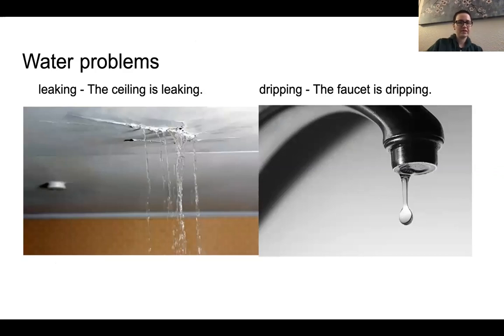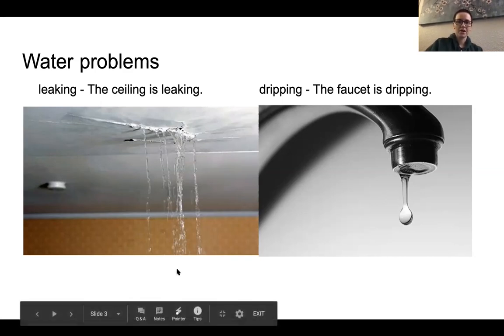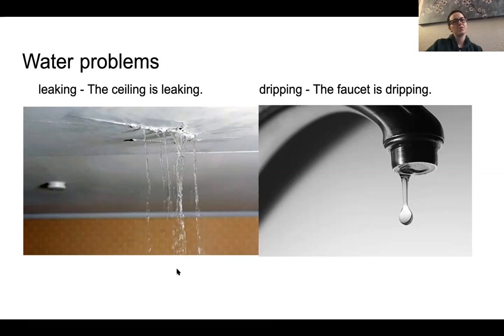More water problems. Leaking. The ceiling is leaking. So here we see water coming through. And again, this is different from overflowing. Overflowing, there is supposed to be water, but there's just too much. Maybe it's also clogged, and that's why it is overflowing. Leaking is when there's water coming from a place where there should not be water. So leaking is a little bit different from overflowing.